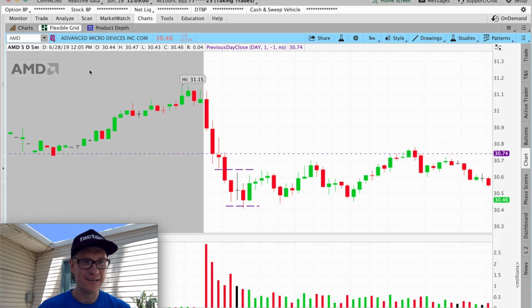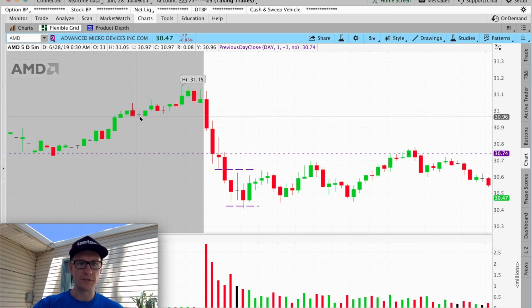Hey, welcome to Friday. So I've got AMD's chart brought up. The first thing I want to show you is this 2.2R trade that I had on AMD. You can see the market opened up this morning and started to push down, and this dash line, this was the previous day close. So I went ahead and watched it below that, and then this candle here, the range of that candle, I went short below that low.